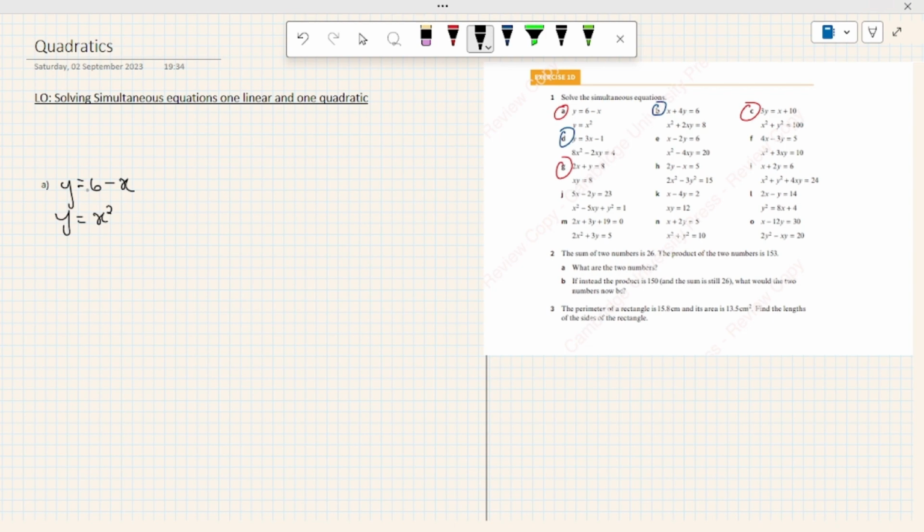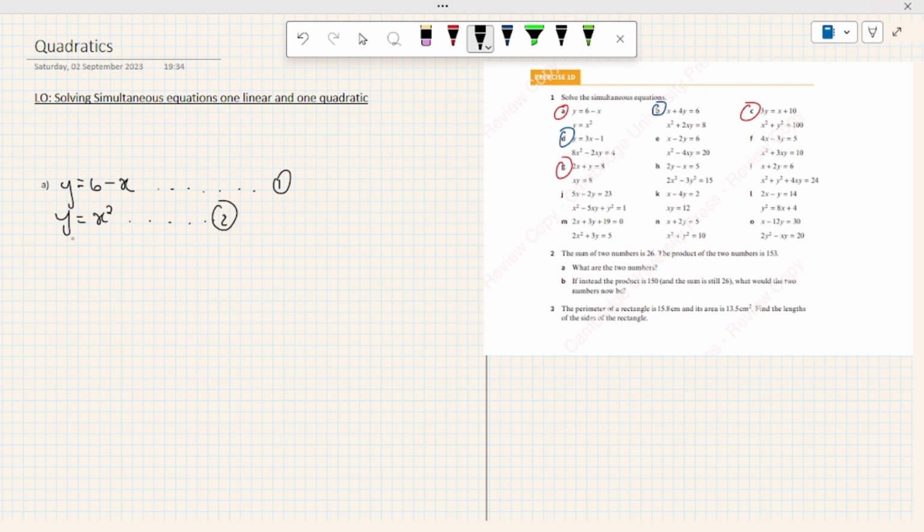As we see, y is equal to 6 minus x. y is already the subject of the formula in these two equations. I can do elimination, but since I've said I'm going to do substitution, I'm just going to substitute. This is equation 1, and this is equation 2.